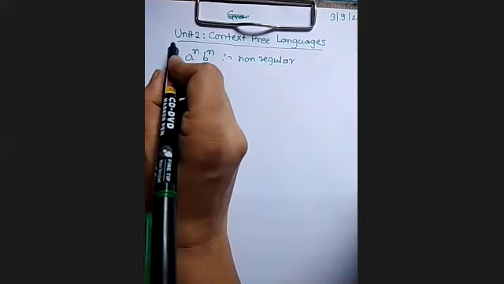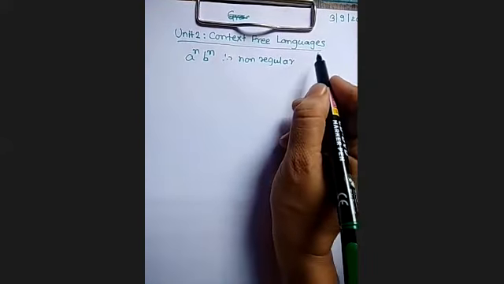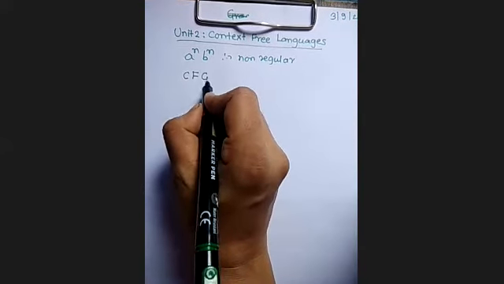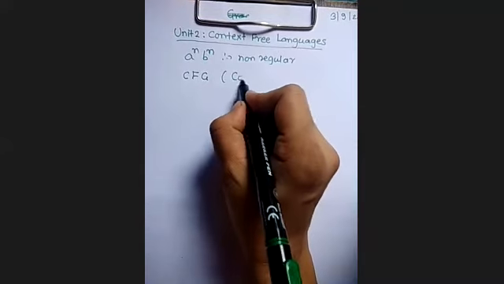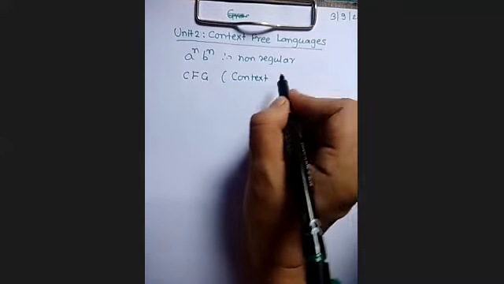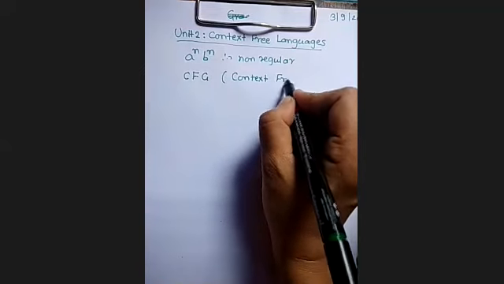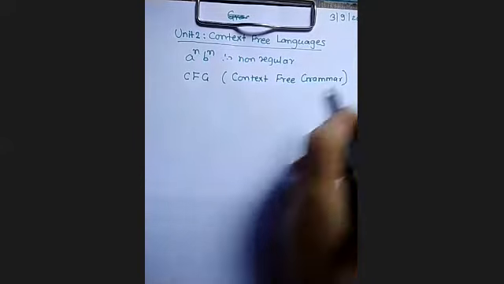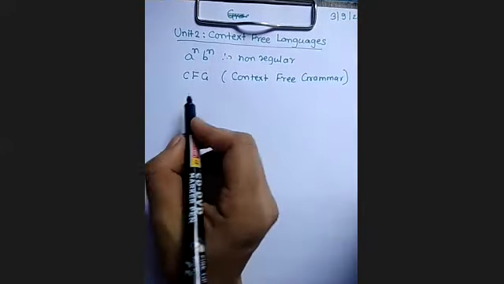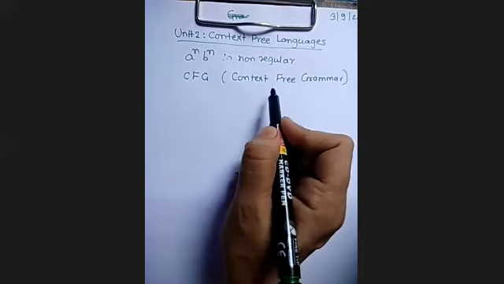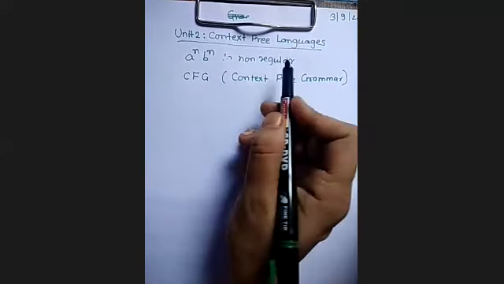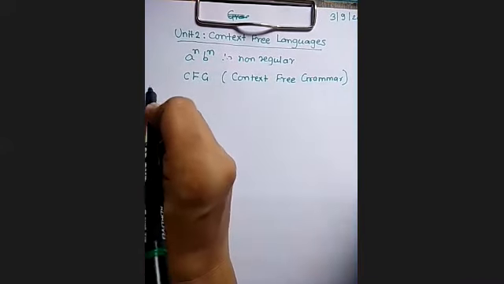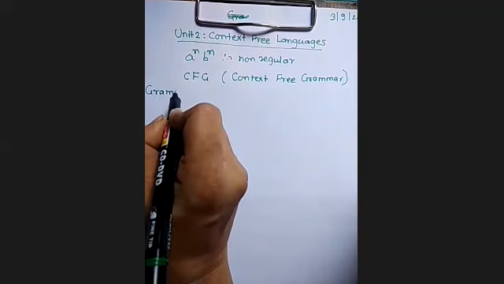So today we are going to see the next type, that is context-free languages. And here we are going to study the grammar. Mainly we'll concentrate on the CFG. There are different types of grammars. Context-free grammar, in short, is known as CFG. The language generated using the context-free grammar is known as a context-free language. So CFG is a type of grammar.